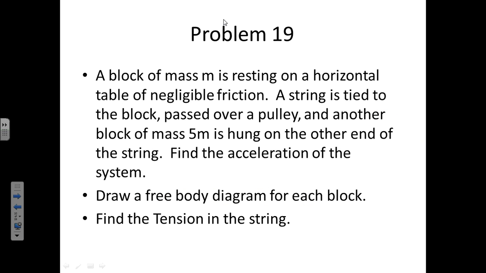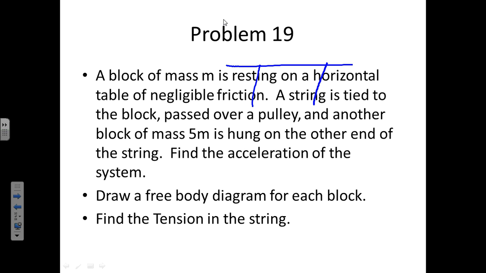First one, a block of mass M is resting on a horizontal table of negligible friction. The string is tied to the block, passed over a pulley, and another block of mass 5M is hung on the other end of the string. Find the acceleration. So we've done problems like this probably 100 times.